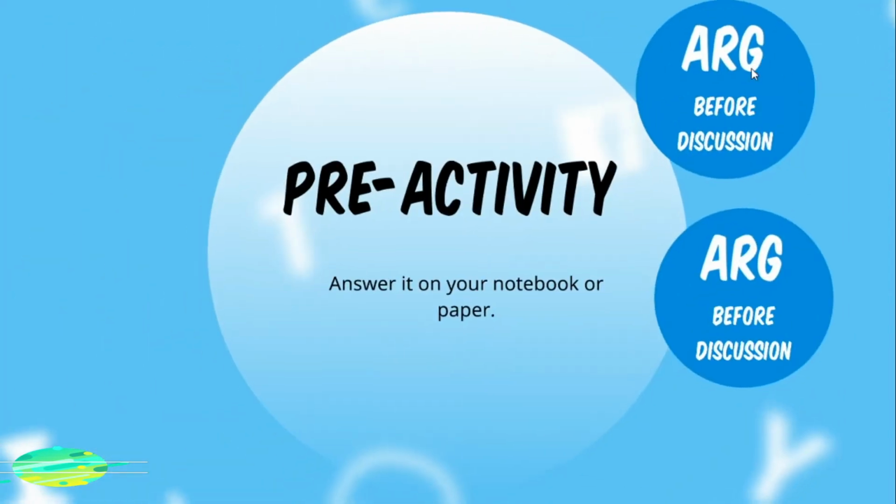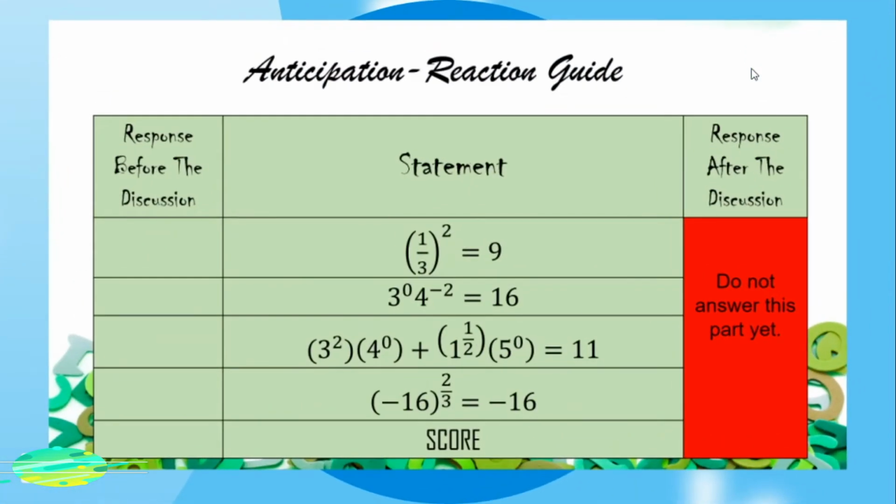Next, continuation of that is, the quantity of 1/3 raised to 2 is equal to 9. Agree, disagree. 3 raised to 0 times 4 raised to negative 2 is equal to 16. Are you agree or disagree?